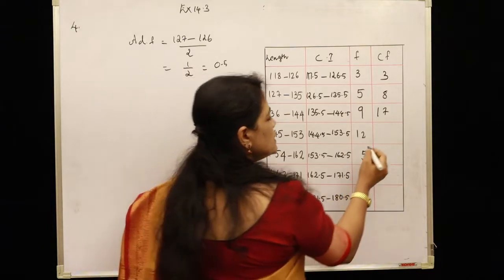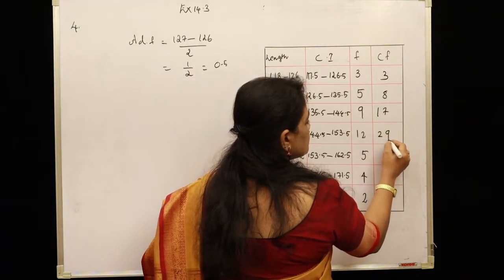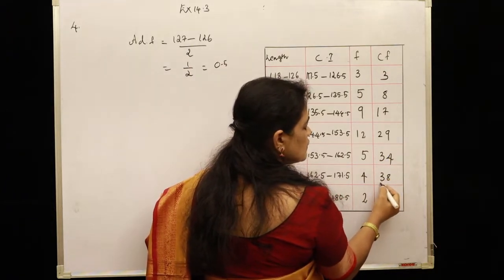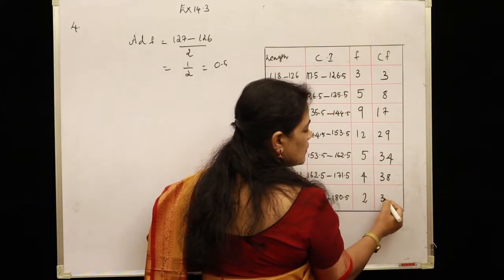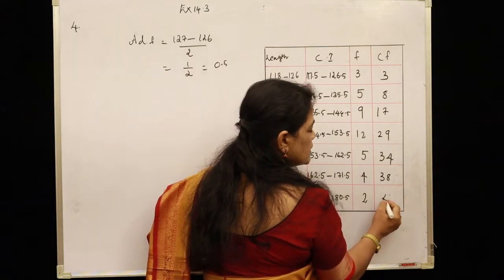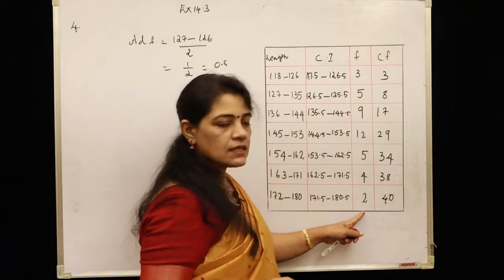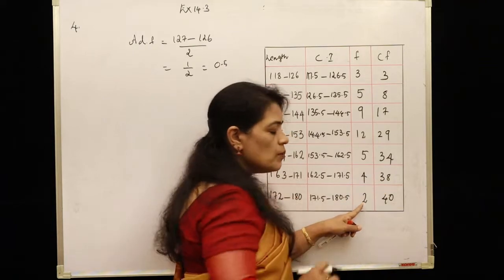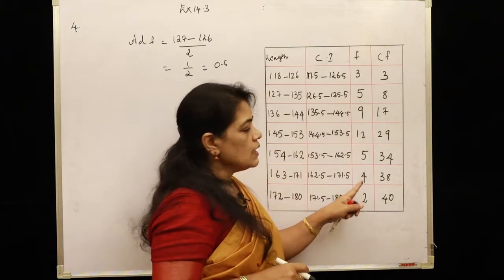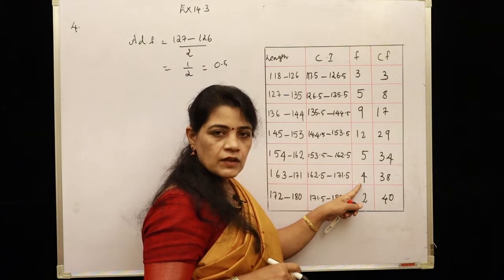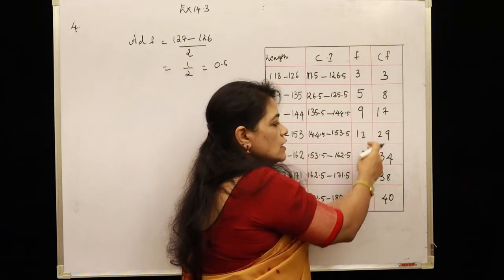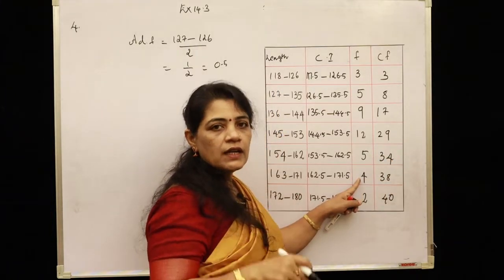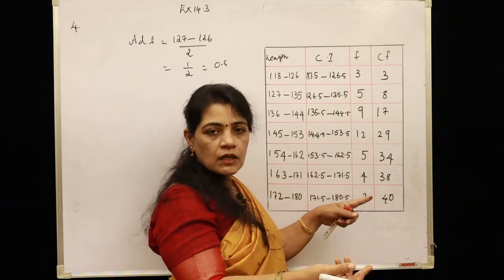And 29, 34, 38. If you add 2 to 38, that makes 40. The cumulative frequency of the last class interval will be the sum of the frequencies of all the preceding classes plus the frequency of the last class interval. The cumulative frequency of this class interval will be the sum of the frequencies of all the preceding classes, that is 34, plus the frequency of that class interval, that is 4. That is how it becomes 38.